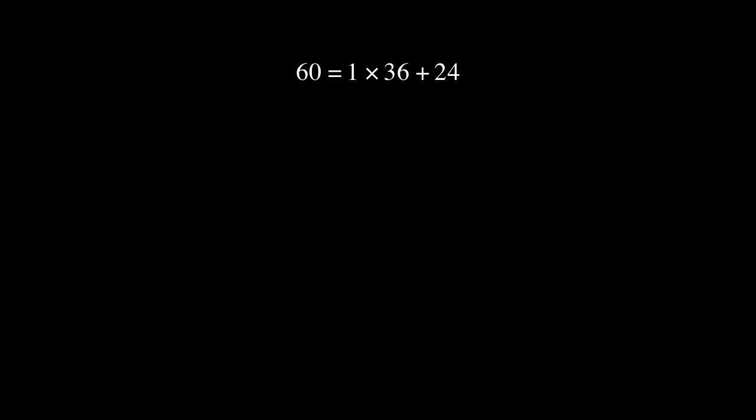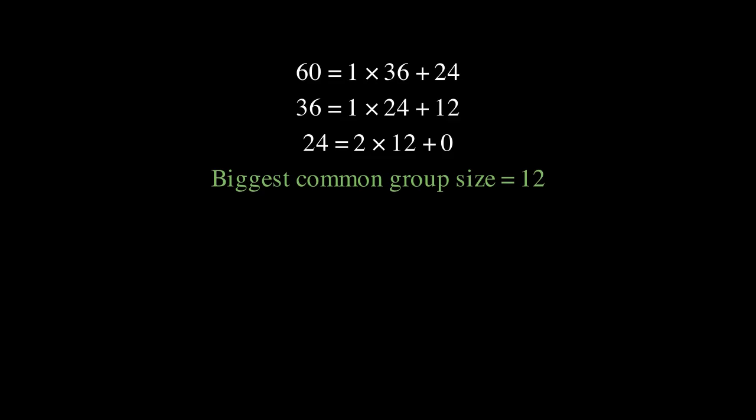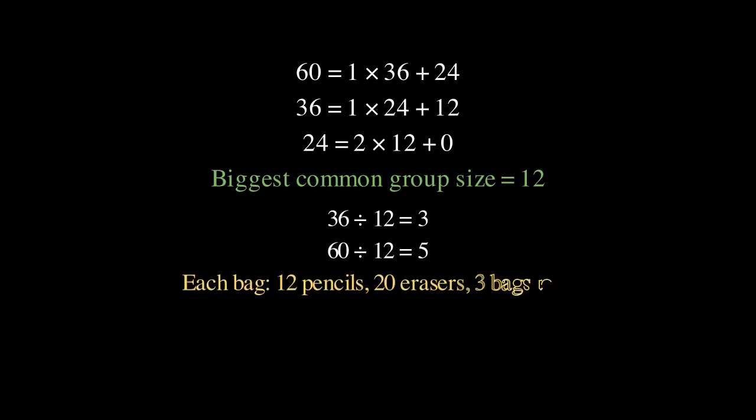Start with 60 and 36. 60 split into groups of 36 gives one full group, with 24 left over. Now split 36 into groups of 24. That gives one full group, with 12 left over. Now split 24 into groups of 12. That gives exactly 2 full groups, with nothing left over. Since the leftover just became 0, 12 is the biggest group size that fits evenly into both the pencils and the erasers. So he needs bags that each hold 12 items in the same ratio.